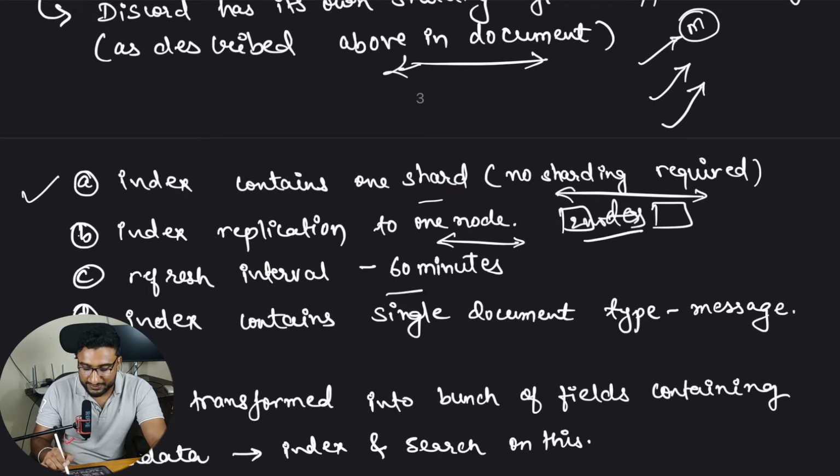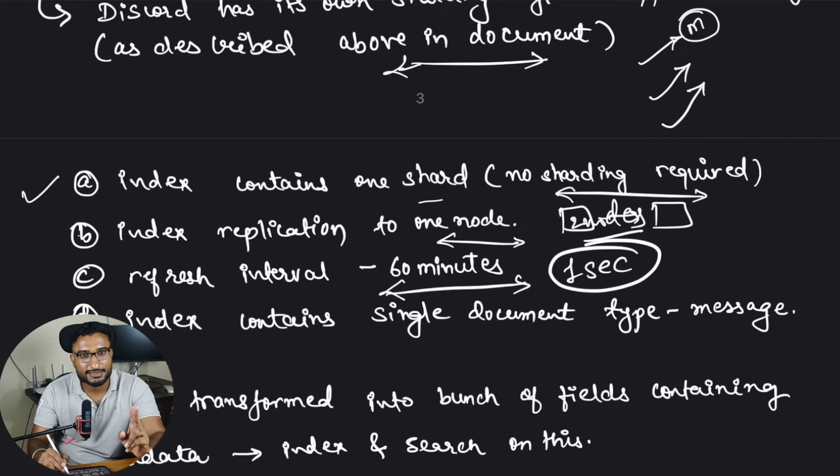Cool. Refresh interval is 60 minutes. By default, an ES cluster provides a 1 second refresh interval. Why this was increased, we will discuss again in some time.